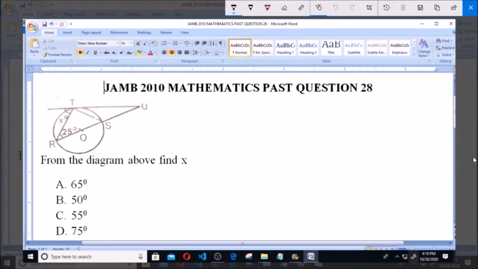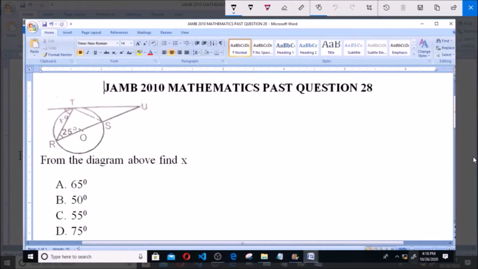I'm going to be answering JAMB 2010 Mathematics Past Question 28. From the diagram above, we're given a circle, a quadrilateral, and a triangle inside the circle. You can see the triangle, and if you look at the circle very well, you see that there is a tangent, which is TU, a line tangent, TU.